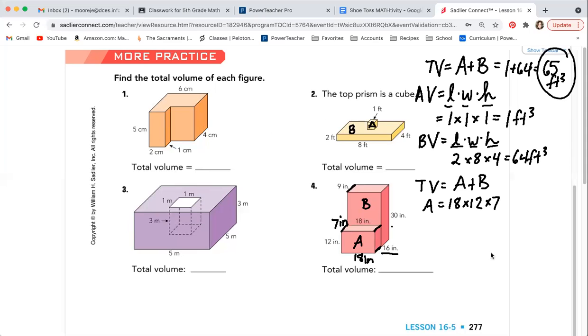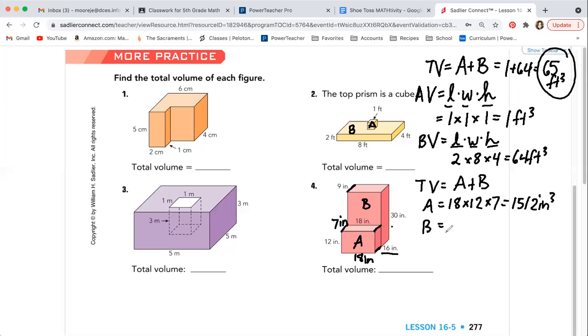I got 1,512. Oh, is that for just shape A or total? For shape A. Okay, for shape A, I got something a little bit different. I did 18 times 12, and then times 7, and I got 1,512. Yeah, that's what I got. I think you said 4,000. I'm sorry, I got 1,500 and 12. Thank you. All right, and that's not feet, it's inches. Inches cubed.